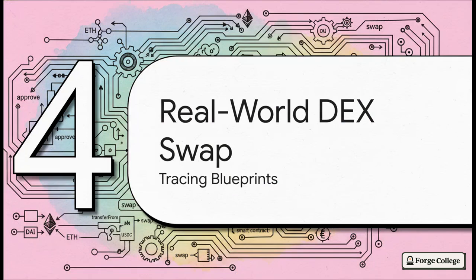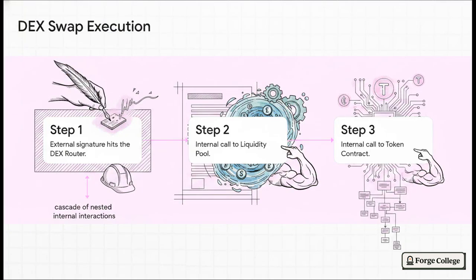Section 4. Real-world DEX swap. Let's trace the blueprints. Let's take all this theory and actually see it in action. Step 1. You, the EOA, sign the external transaction.